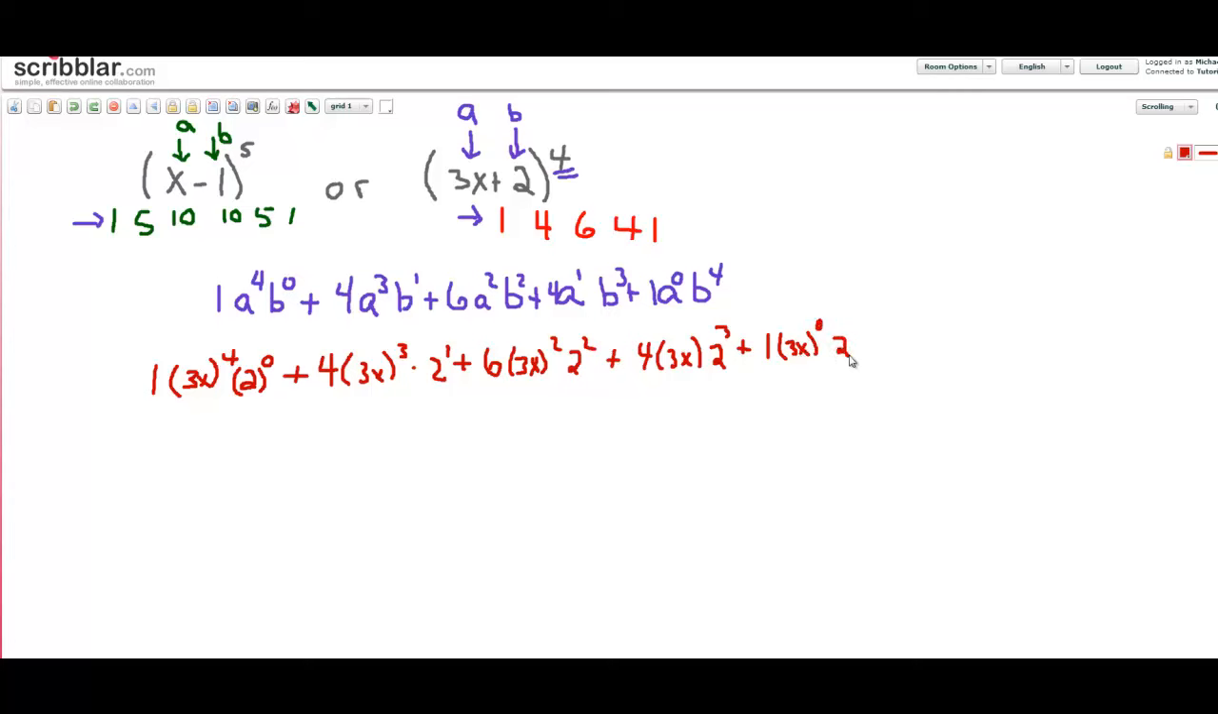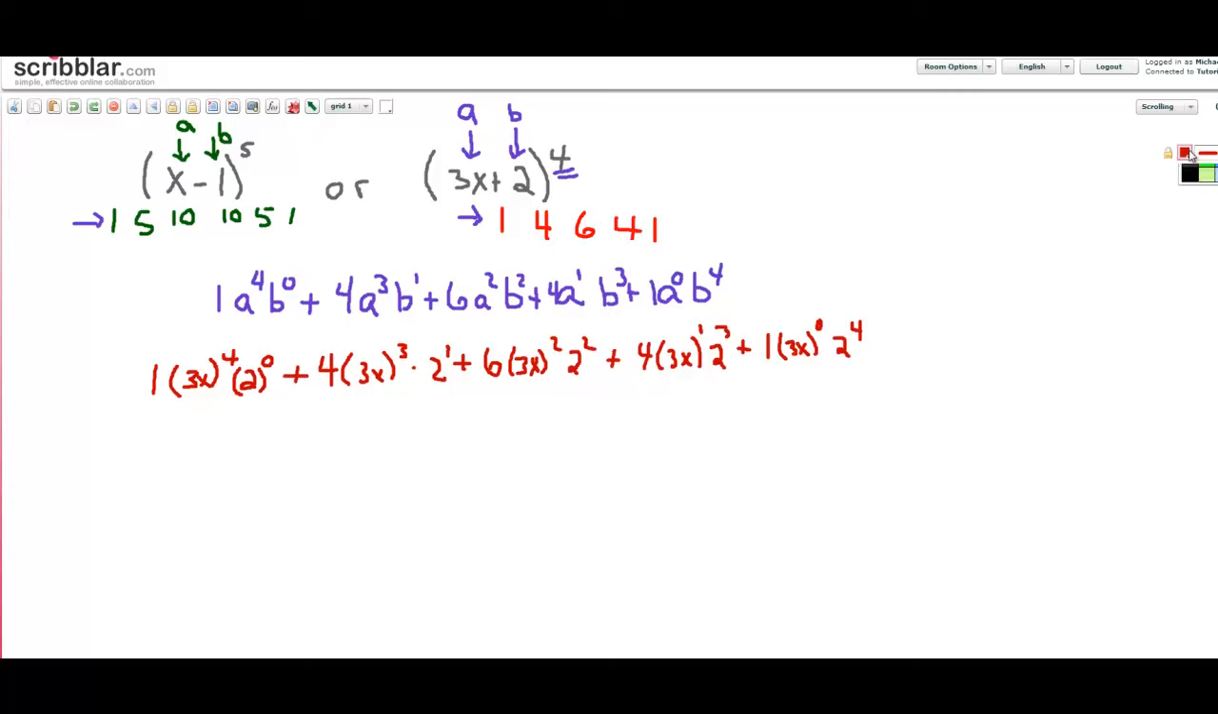And b, again, is just 2 to the 4. All right, let's make sure we don't have any little typos here. It's not really typos, it's on a whiteboard. So for the a's, we have 4, 3, 2, 1, and then 0. And then the b's, 0, 0, 1, 2, 3, 4.